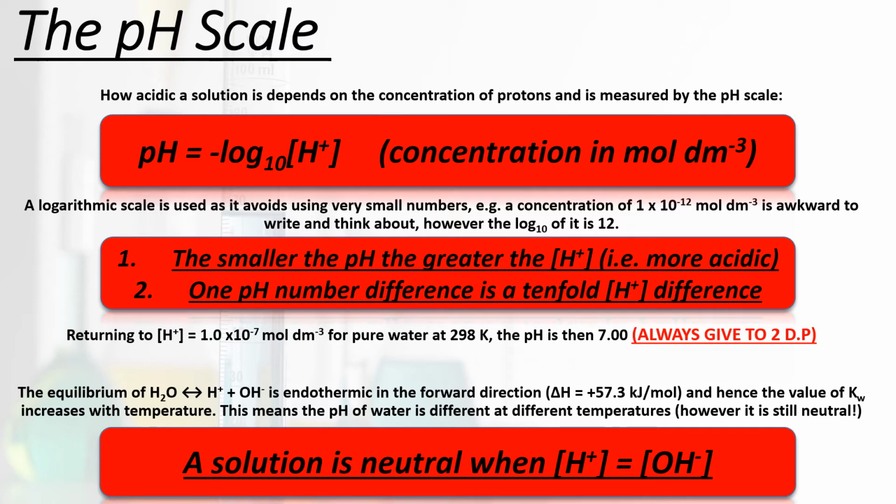Now when we give pH values, we always have to give them to 2 decimal places. The pH is 7.00.